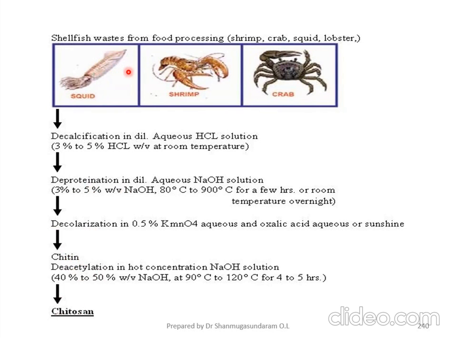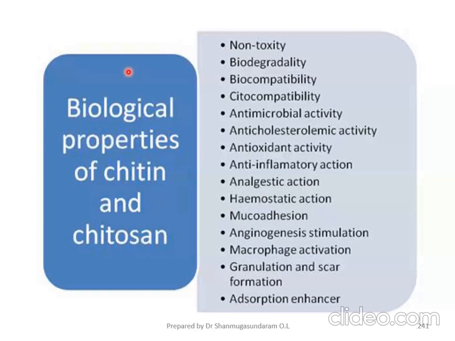So these are all the biological properties of chitin and chitosan. It is non-toxic, then biodegradable, biocompatible, cytocompatible, with antimicrobial activity, antioxidant activity, anti-inflammatory action, then analgesic action, hemostatic action, then angiogenesis stimulation, then macrophage activation, absorption enhancer. So these are some of the biological properties of your chitin and chitosan.